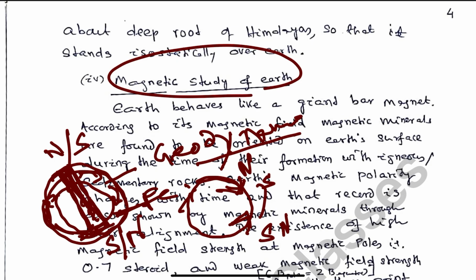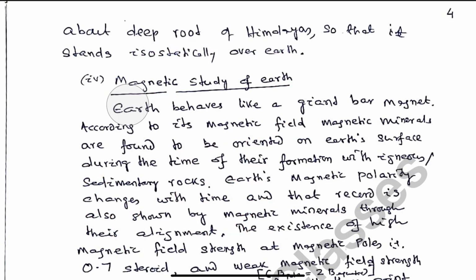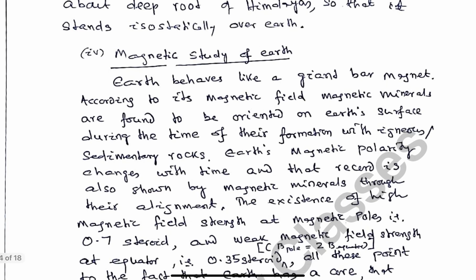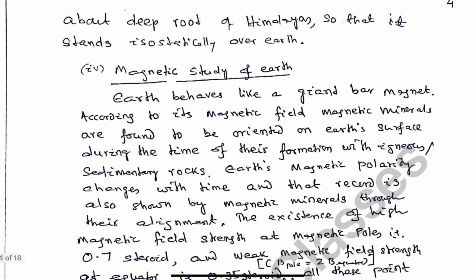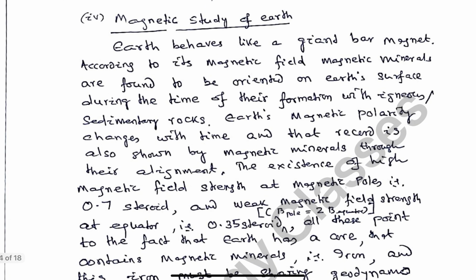And we have seen that the Earth's polarity has changed its direction with time, and the present time is the Brunhes normal time. Over the last 0.7 million years, our Earth has had normal polarity, and this polarity is found to change with time because of the geodynamo effect in the Earth's interior.